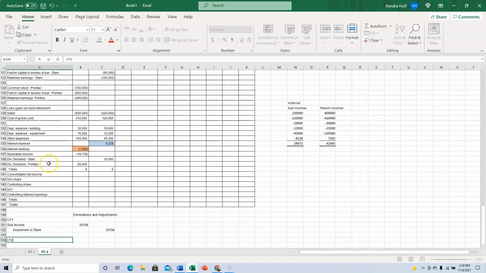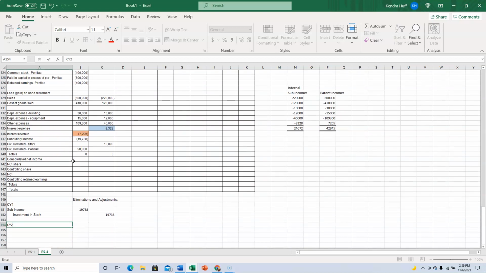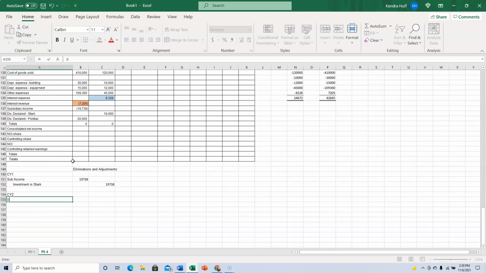CY2 is going to be the dividends. Dividends declared by Stark, just our 80% of them. Oh, I'm crazy. Our dividends declared have a debit balance, so I need a credit. So I'm just going to move it down, and then I'm going to indent it. And our debit is to the investment.